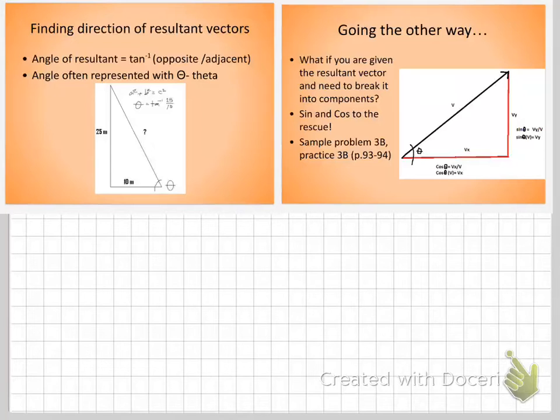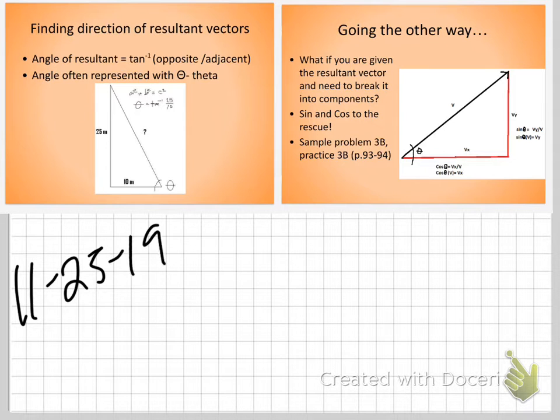Okay, so we've done lots of stuff with these perpendicular vectors, where everything's got a right angle. Today is the 25th of November. And it's super easy because you've been using Pythagoras forever. You can use trig functions to find headings. You can use trig functions if you're given a resultant to find x and y components of the resultant.